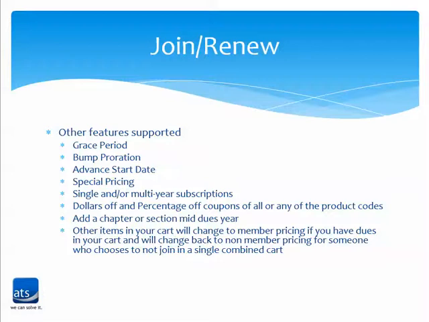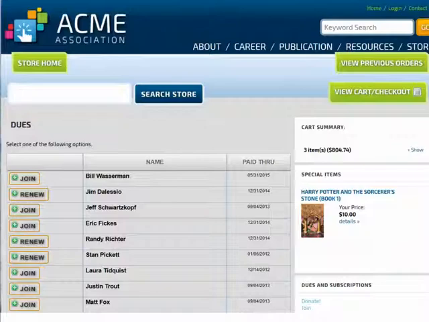It will allow you through this process to add a chapter section mid-year. And again, other items in your cart will change the member pricing if you have dues in your cart. So let's say that Randy Richter adds an event registration in my cart as a non-member. If you upsell them to a join as part of the process, when I put the join in my cart, the price of the event will automatically switch to a member price. If I was to delete the membership out of the cart, it would go back to non-member price for the event. So that's a really cool feature of an integrated combined shopping cart.